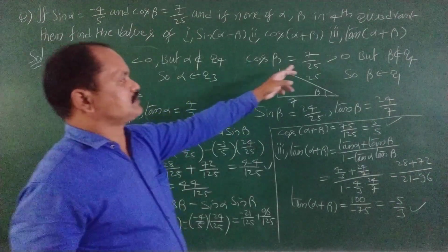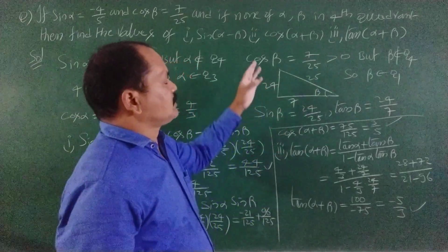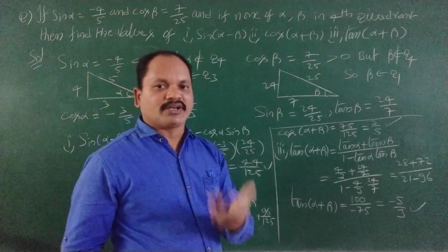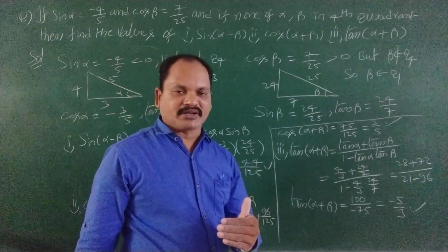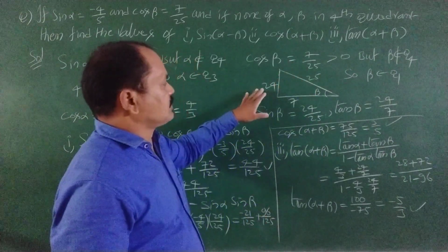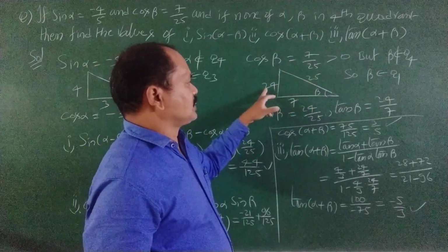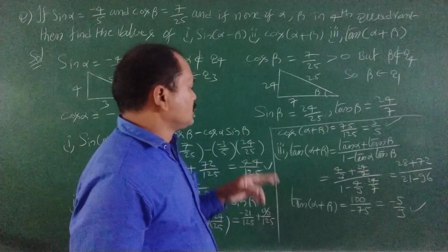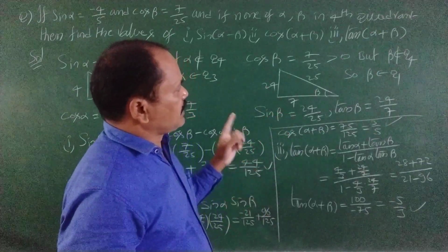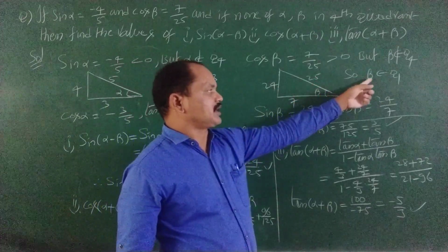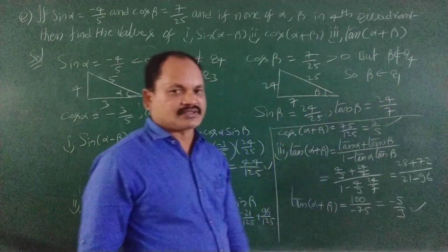Say cos beta is 7 by 25, it is positive. So cos beta is positive in Q1 and Q4, but beta does not belong to Q4. Definitely beta belongs to Q1. So according to the triplets, it is 7, it is 25, then it is 24. Now sin beta is 24 by 25. So sin beta is also positive since beta belongs to Q1. In Q1 all are positive. So tan beta is 24 by 7.